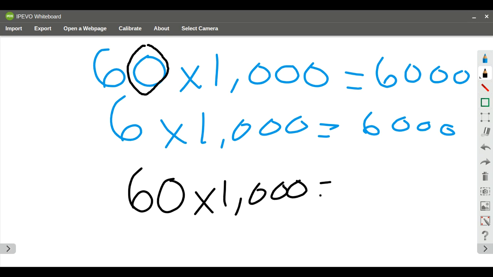So I rewrite my factor of 60, and then I add my 0. So I'm going to add 1, 2, 3. So 1, 2, 3, my number now becomes 60,000. So anytime I have a 0 at the end of my factor that I'm multiplying by my place value or my exponent, I have to make sure that I include that 0.